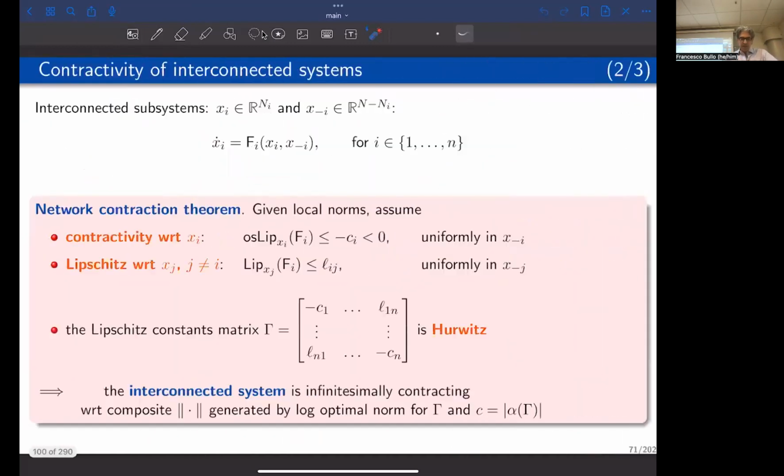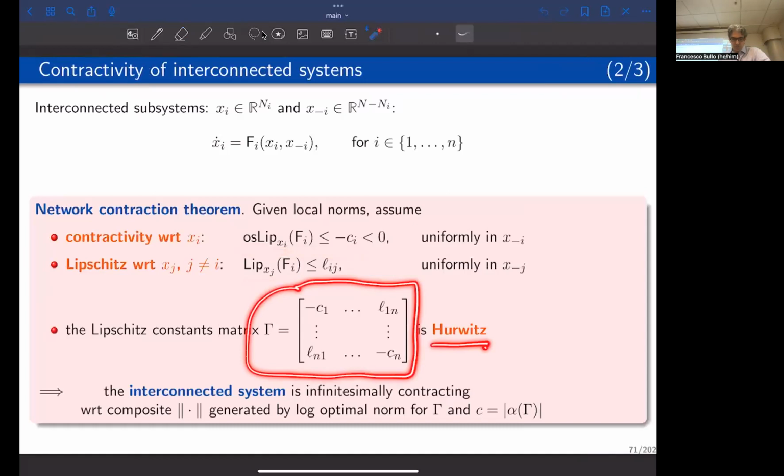And then the theorem is that if you make the two standard assumptions to begin with that you would normally make, which is to say, assume that each individual subsystem is contracting and that the influence of the jth subsystem on the ith subsystem is Lipschitz, as described by a Lipschitz constant Lij, then given those two assumptions, you can define an object called the gain matrix, like that, very, very simple, very natural definition.